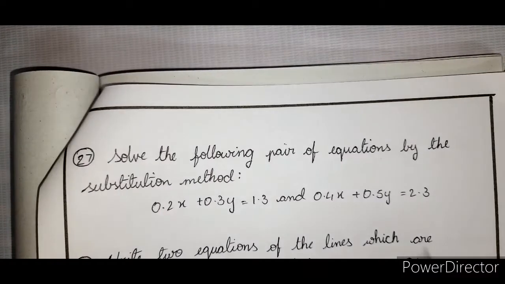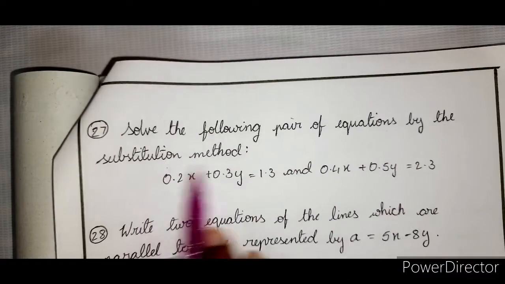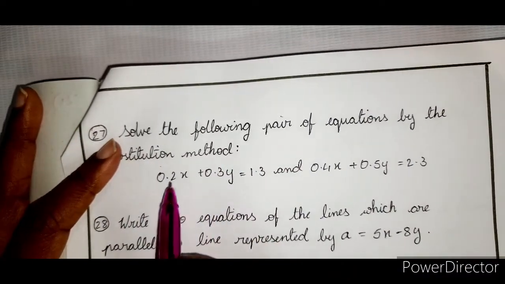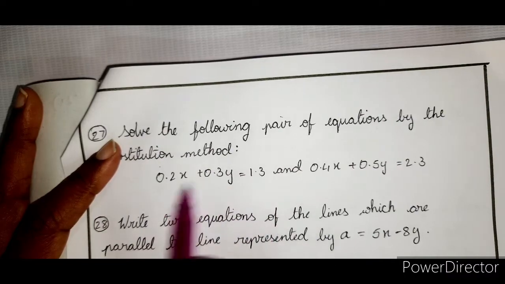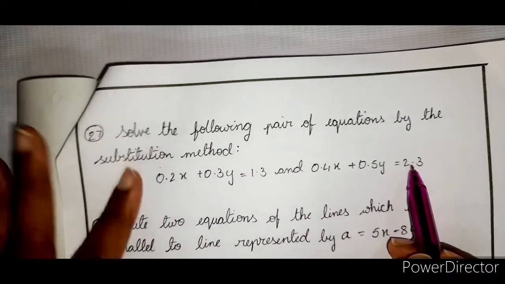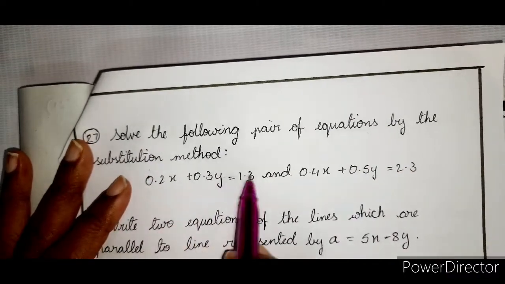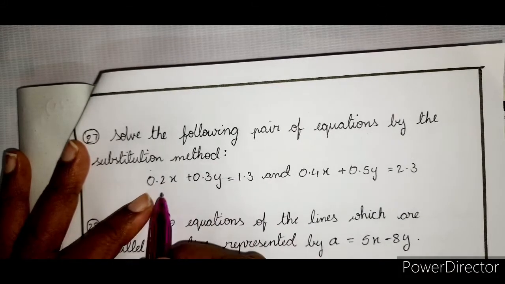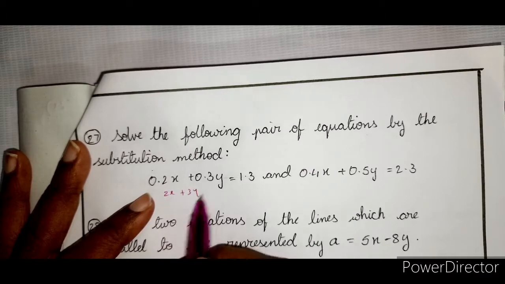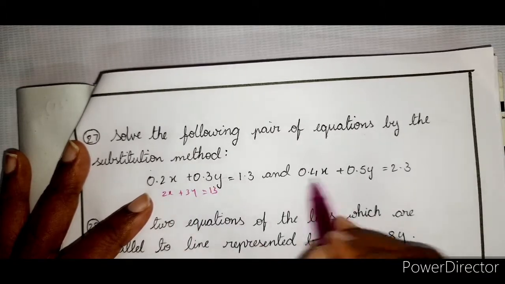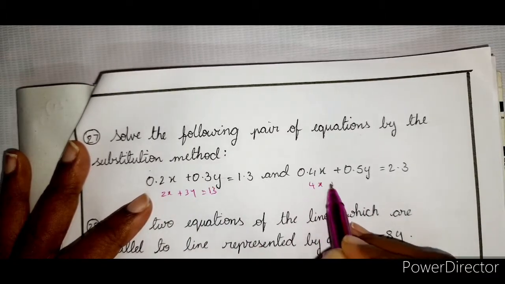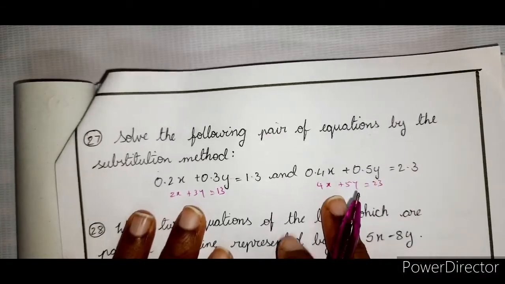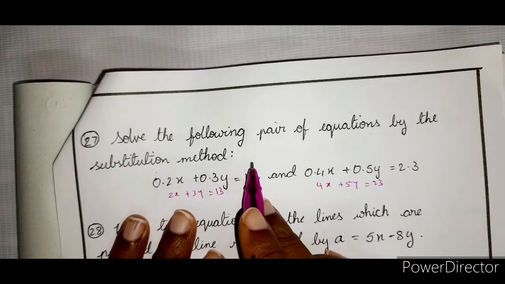Now solve the following pair of linear equations by substitution method. This is one which is different. See, everywhere you have decimal values. So what we do is multiply the whole equation by 10. It makes no difference, is it not? Just now we proved that. So it will become 2x plus 3y is equal to 13, and multiplying this by 10, 4x plus 5y is equal to 23. Now you can solve the pair of linear equations by substitution method.